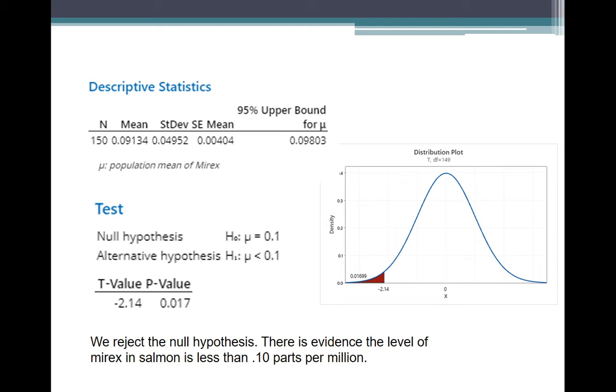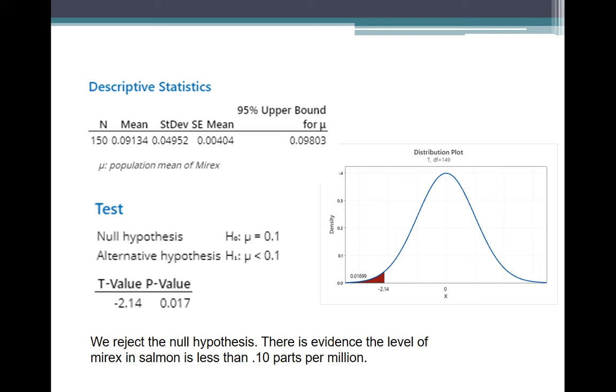Why do you use 149 as opposed to 150? The degrees of freedom for a t-test, you take one less than your sample size. Because we know the mean, that gives us one condition that we have. So we can take that.